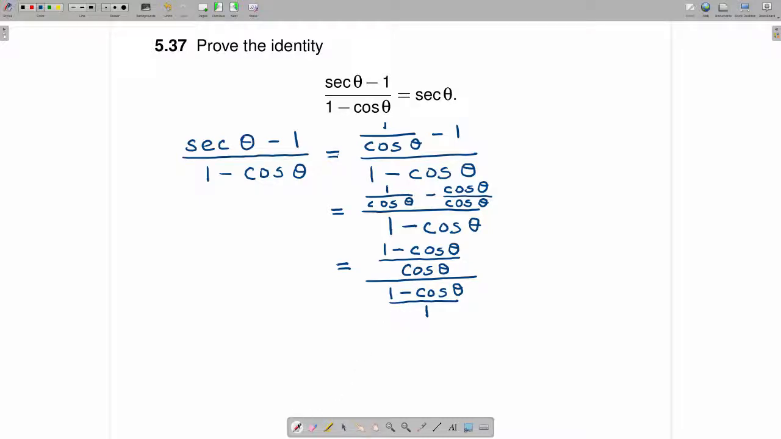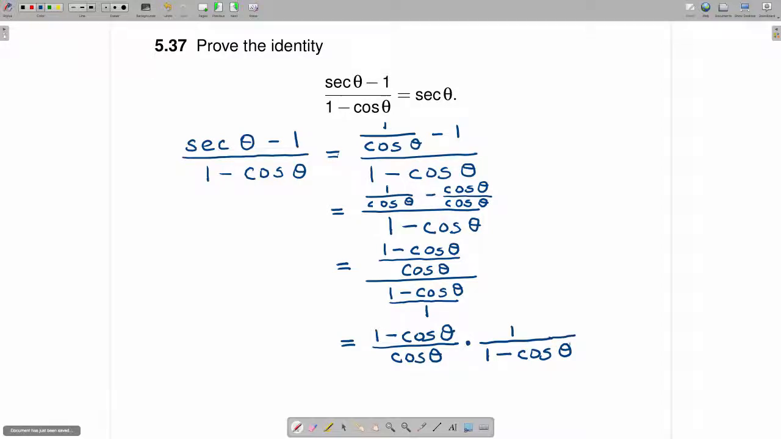Now what we're going to do to perform that division is we're going to take the first term, which is 1 minus cosine theta over cosine theta, and we are going to multiply it by the reciprocal of this denominator, and that's the invert and multiply part, and this is 1 divided by 1 minus cosine of theta.